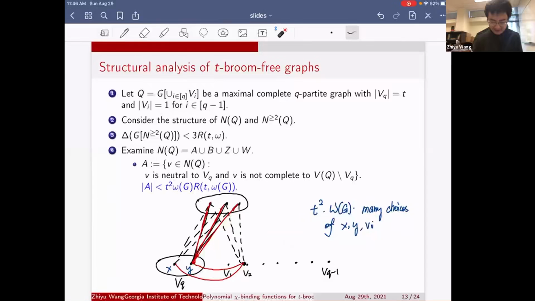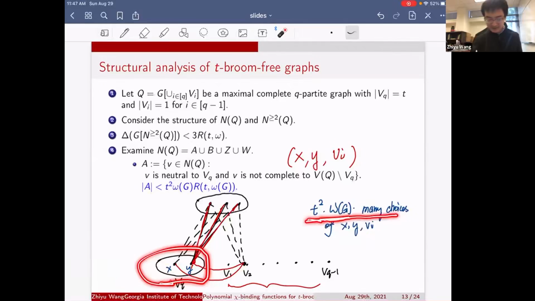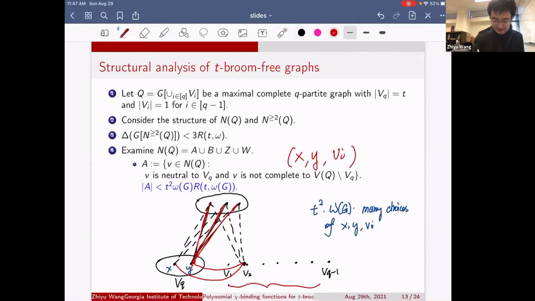Why? For each of these vertices, we can record a label. We record which vertex in VQ it is not adjacent to, which vertex in VQ it is adjacent to, and which vertex in this part it is not adjacent to. How many labels are there? VQ has size t, so there are t squared times omega of G many labels. If A is larger than this number, then by the pigeonhole principle we'll be able to find many vertices with the same label, which implies by Ramsey number that we can find an independent set with the same label. Then this will give us a t-broom, because all of them have the same non-neighborhood and neighborhood here. So the size of A is bounded.